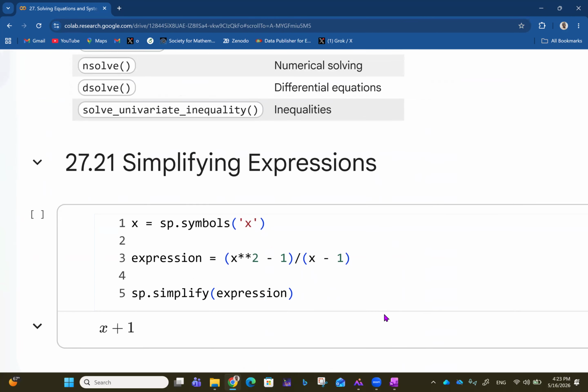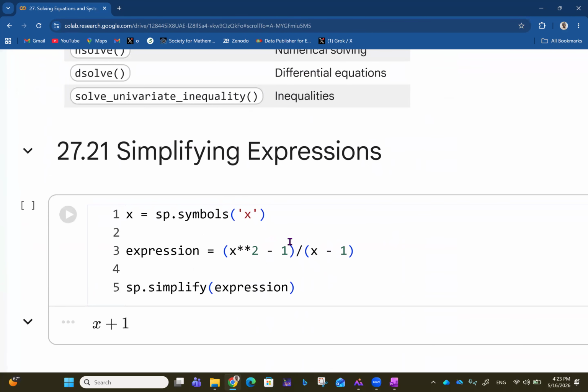So let's talk about simplifying expressions, which we've also talked about previously in other videos. x is sp dot symbols x, expression x squared minus 1 all over x minus 1. So sp dot simplify the expression, you get x plus 1. That's clear because x squared minus 1 is x minus 1 times x plus 1. x minus 1 cancels, so you have x plus 1 left.